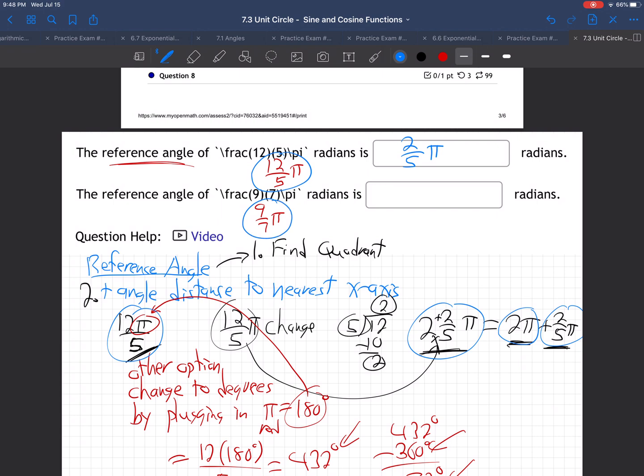9/7 pi. Well, first step is to find the quadrant. We could just change to degrees. That might be easier if you prefer. Pi radians is 180. Do that in your calculator: 9 divided by 7 times 180. I'm getting 231.4 blah, blah, blah degrees. So it's basically 231 degrees.